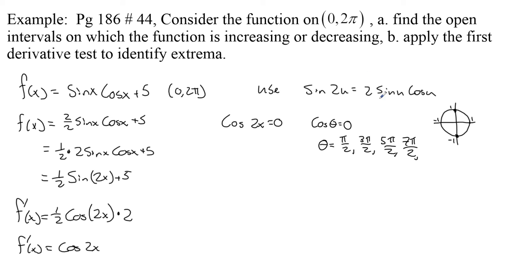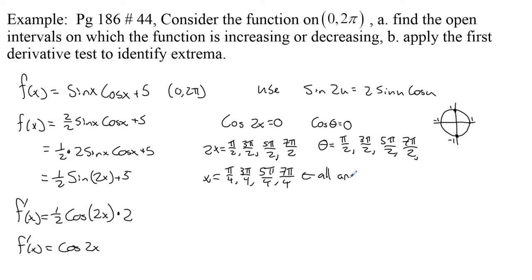Now, you'll say, wait, Mr. McCulley, 5 pi over 2 is outside this interval, so I shouldn't have to use those. But the thing is, we're not using theta, we're actually using 2 theta. So if I had 2x equal to pi over 2, 3 pi over 2, 5 pi over 2, and 7 pi over 2, and I divide all of these by 2 to get x by itself, the values of x where the cosine of 2x is equal to 0, I'll get pi over 4, 3 pi over 4, 5 pi over 4, and 7 pi over 4. And all of these are in 0 to 2 pi. All right. So these are my critical numbers. They didn't ask for the critical numbers, so I don't have to worry about it, but these are my critical numbers.